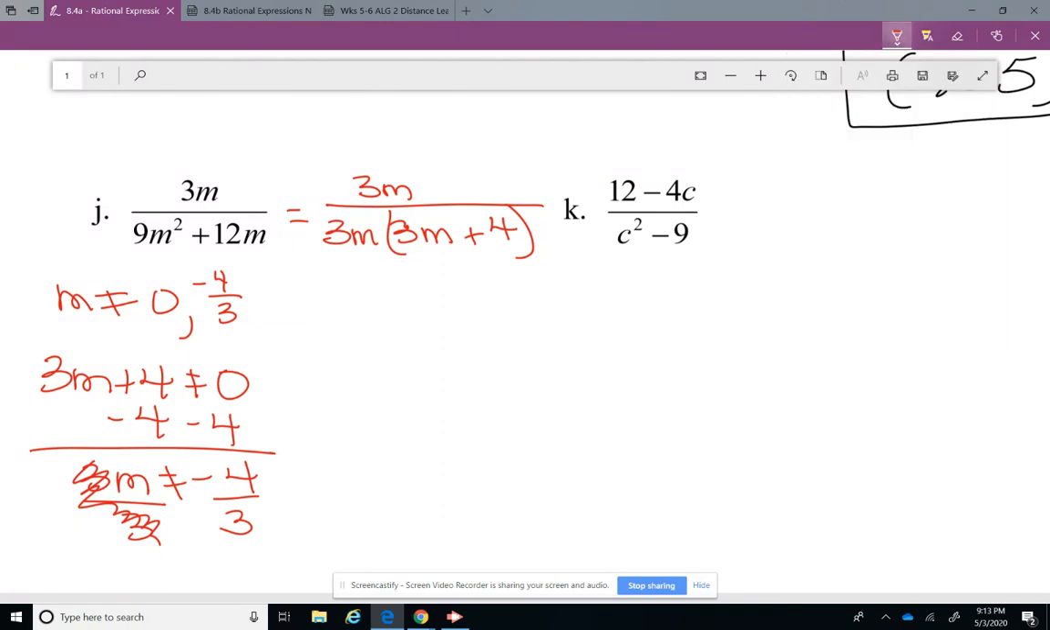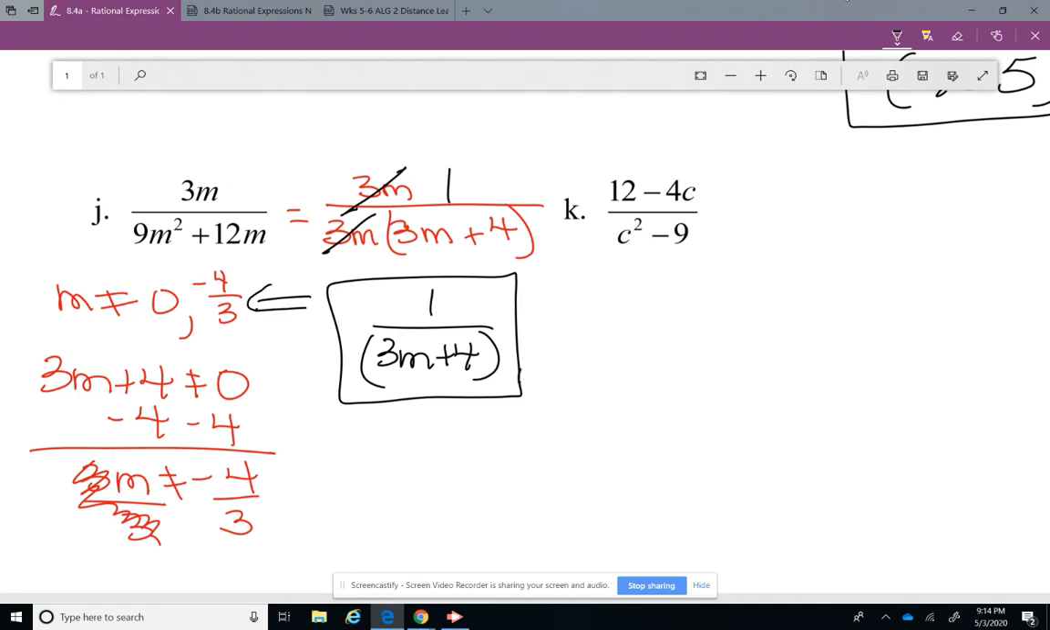All right, now we can cancel. Now remember, when you cancel that on the top, there's always a 1 up there, because you have to be able to go back and look at it and say, how could I get this 3m? Well, if I multiplied 1 times 3m, I'm going to get 3m. So when you cancel, it's just like if you had 2 fourths and you said 2 goes into 2 once and 2 goes into 4 twice. You still have a 1 in the numerator. So your answer for this is 1 over 3m plus 4. You can leave parentheses there, or you cannot. Just remember your restrictions.